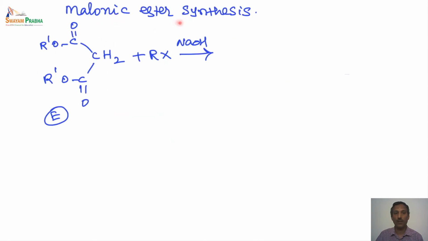The next one is the malonic ester synthesis. In this case we have a malonic ester. For convenience I put this particular group as E. You can see here the E represents nothing but the ester unit, and this when treated with RX in the presence of sodium hydroxide produces the corresponding acid. Let us see how the reaction actually proceeds. So we have the starting material here.